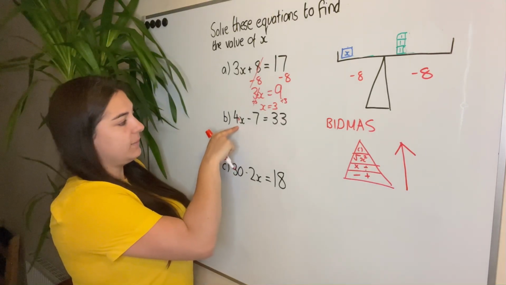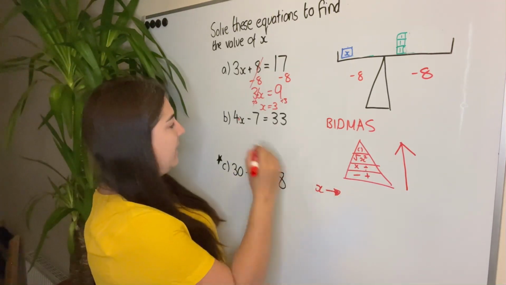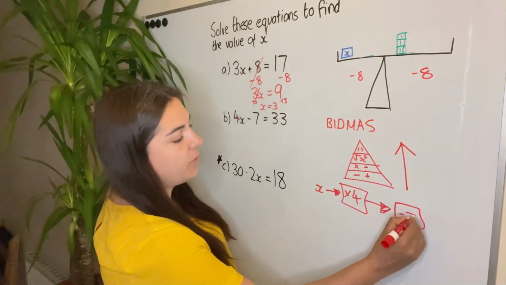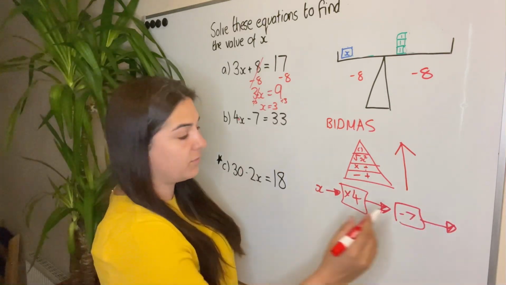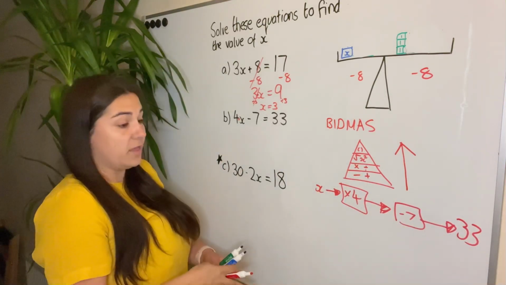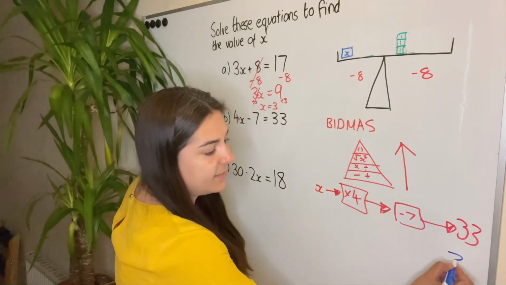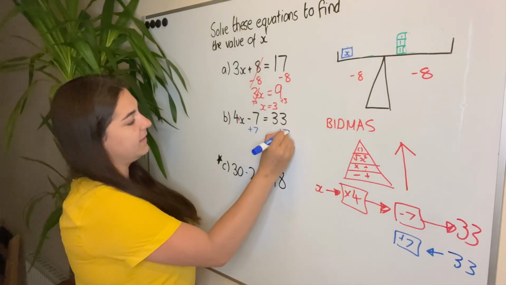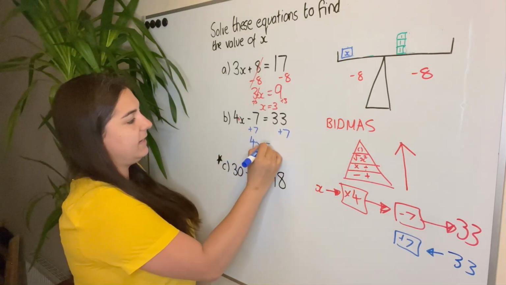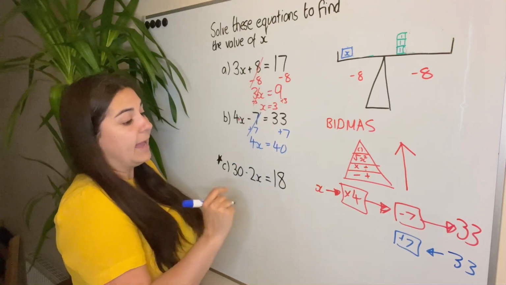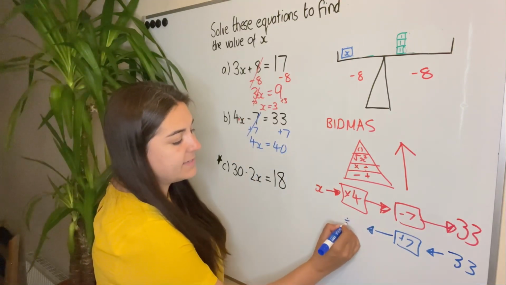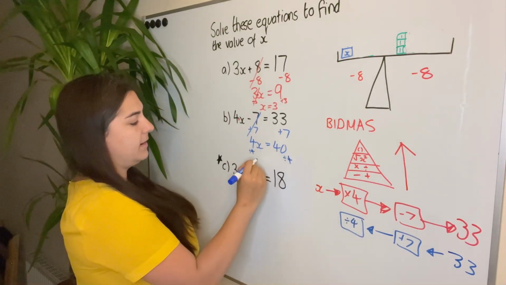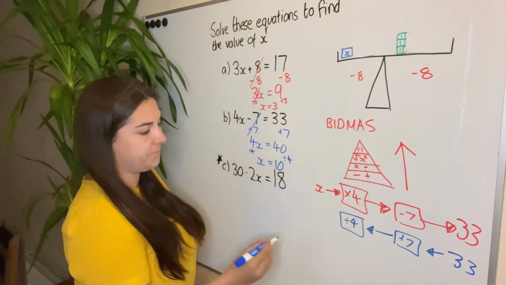So using BIDMAS, what would be happening here? x would be being multiplied by 4, and then 7 is being subtracted from it. And what comes out is 33. So I have to do the reverse of what I'd do using BIDMAS. I would add 7 first. So I'd add 7 to both sides. I'd be left with 4x equals 40. And then what would I do? I would divide by 4, still doing the inverse. So divide both sides by 4, and I'm left with x equals 10.